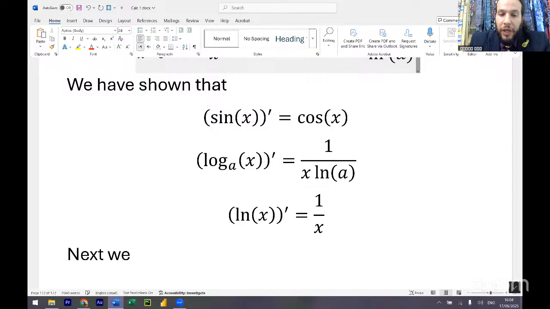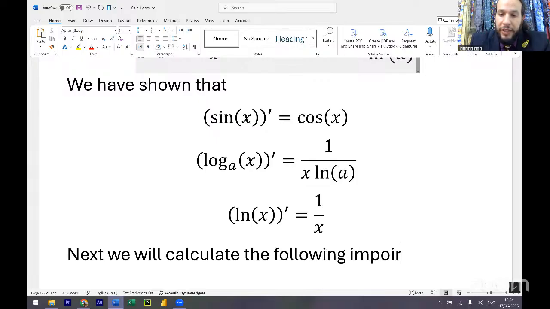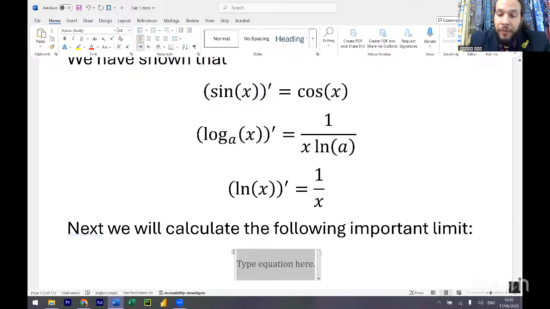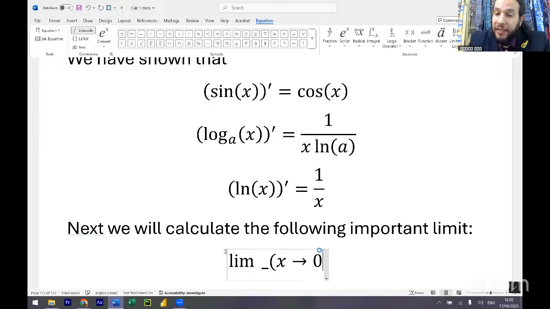Next, we will calculate the following important limit. It has to do with some derivative. We'll see it in a short while. But now we'll calculate the limit. What is the limit as x tends to 0 of a to the x minus 1 over x?